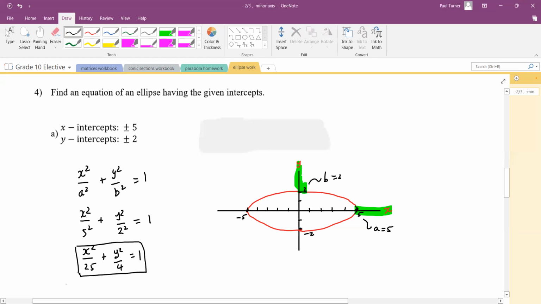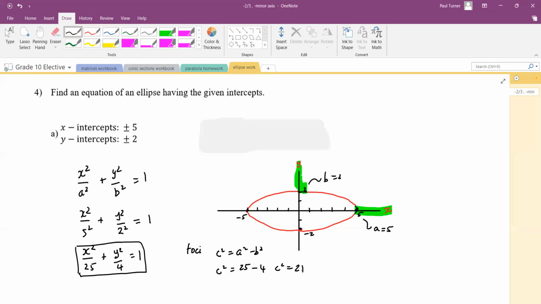So for a bit extra information, we can find the focal points. For the foci, we'll use the formula c squared is a squared minus b squared, which is going to give us c squared is a squared, which is 25, minus b squared, which is 4. So c squared will be 21. So we'll need to use our calculator to get an estimate of that. So root 21 will be c, which is around 4.6.